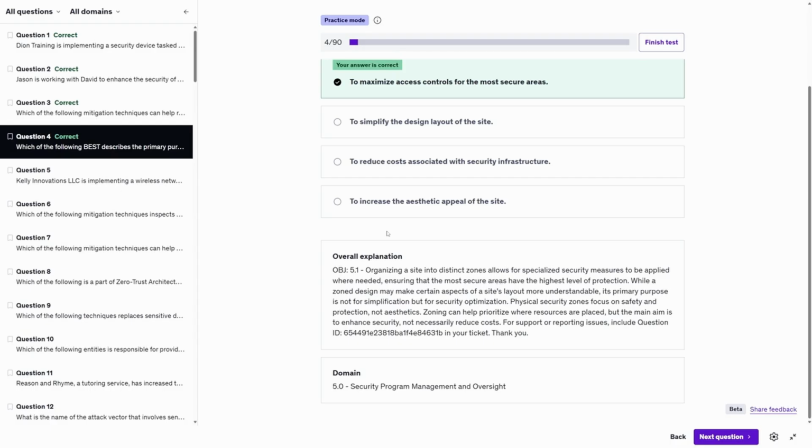While a zone design may make certain aspects of a site's layout more understandable, its primary purpose is not for simplification, but for security optimization. Physical security zones focus on safety and protection, not aesthetics. Zoning can help prioritize where resources are placed, but the main aim is to enhance security, not necessarily reduce costs. All right, let's move on to the next question.